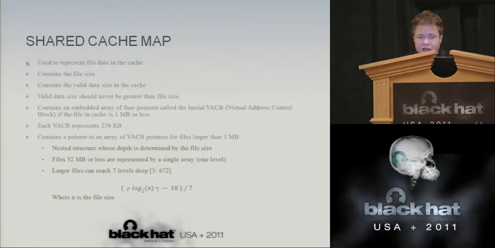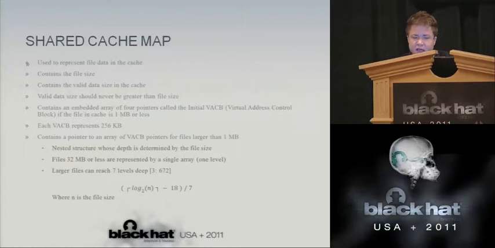Also within the shared cache map, the main crux of where the information is stored is in a VACB. So that's a virtual address control block. Each VACB represents 256K of data, which will contain a pointer to the virtual address where that 256K resides. So you translate that virtual address and then you get the information you want.